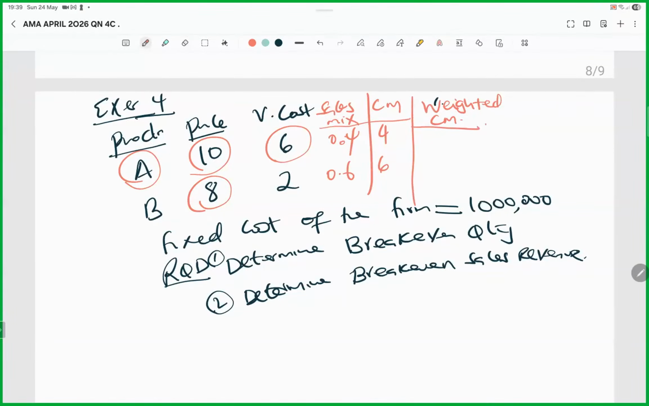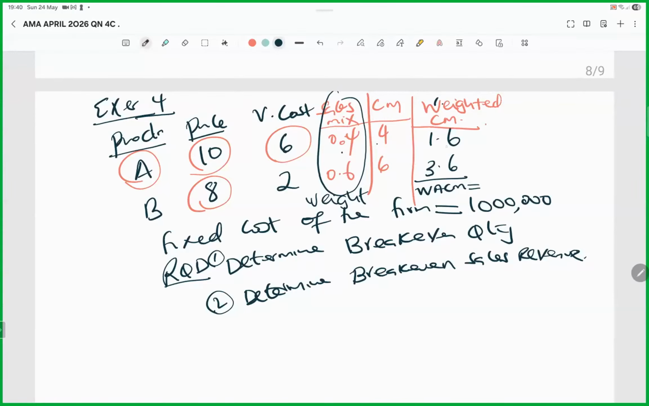That is CM with weight. Do you know what I will take here as my weight? The weights will be this sales mix. Sales mix will be my weight. And somebody already told me, Mwalimu, for A, take 0.4 times 4, which gave you guys 1.6. And then 0.6 times 6, which is 3.6. So giving me what we normally call WACM.